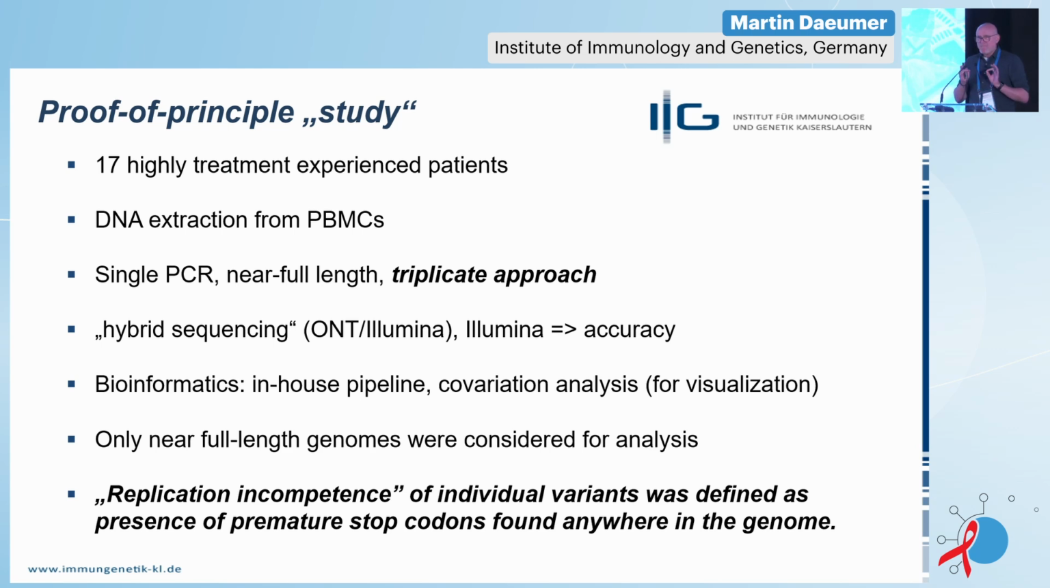We were only focusing on near full-length genomes. There are a lot of smaller genomes, a lot of defective variants with deletions, so we focused only on almost full-length genomes. The criterion for replication incompetence of individual variants was defined as the presence of premature stop codons found anywhere in the genome.